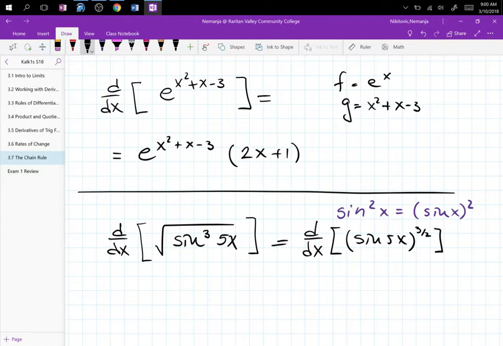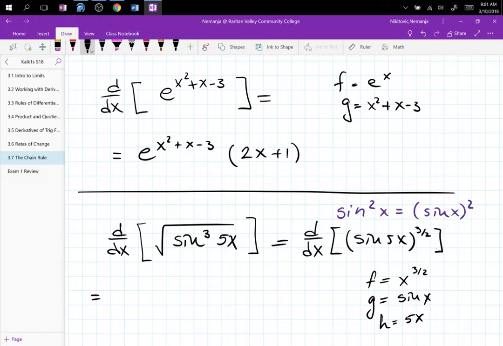Now we see that we have how many layers of functions here? 3. Because we have the outer layer x to the 3/2. Then we have one step in, which is sine x. And then we have all the way in 5x. So this is one that has 3 layers that we need to worry about.